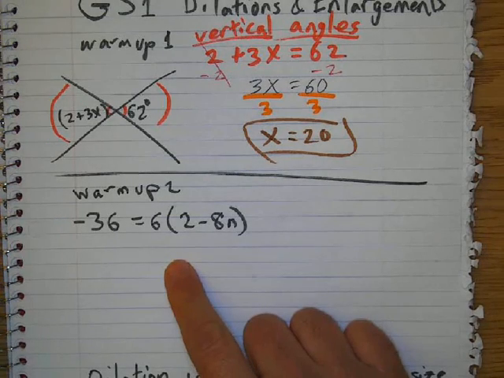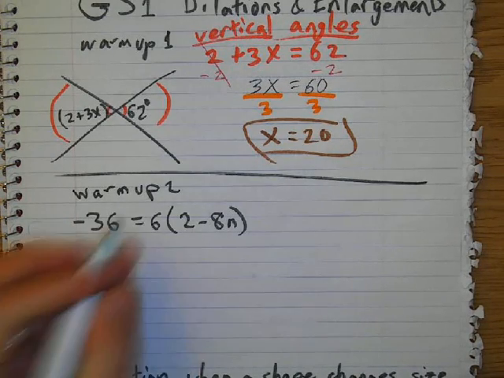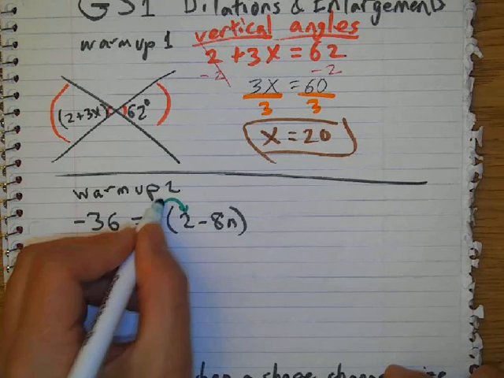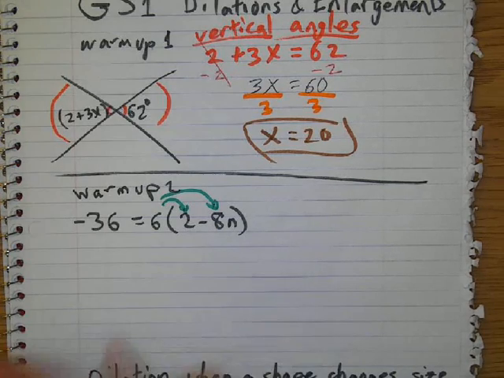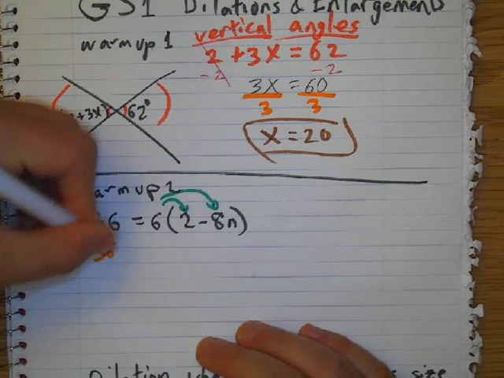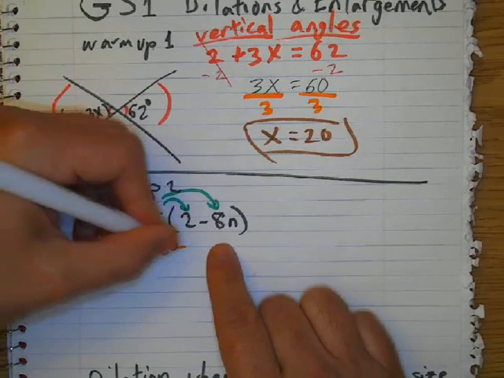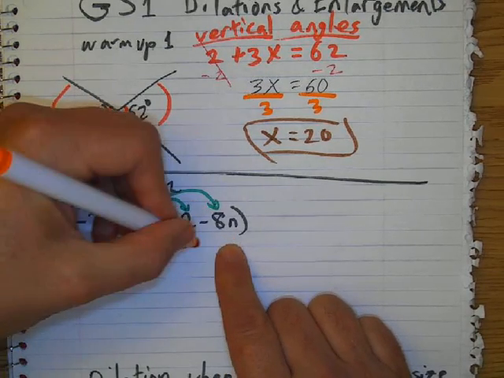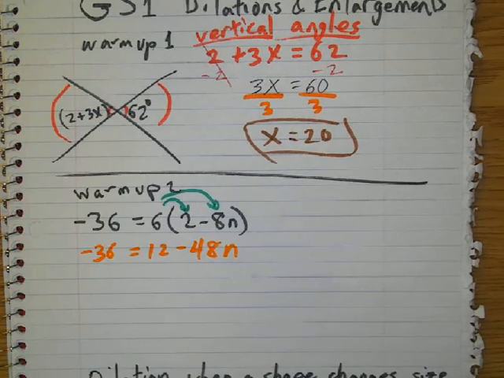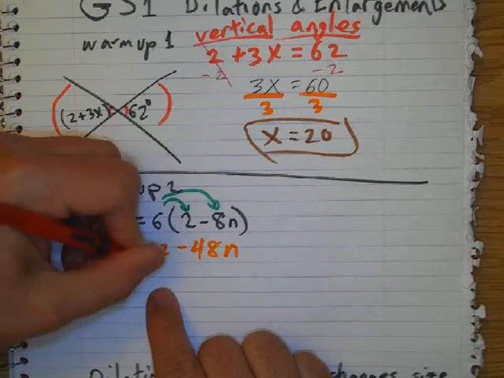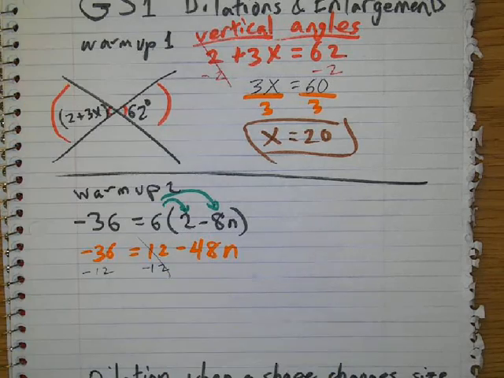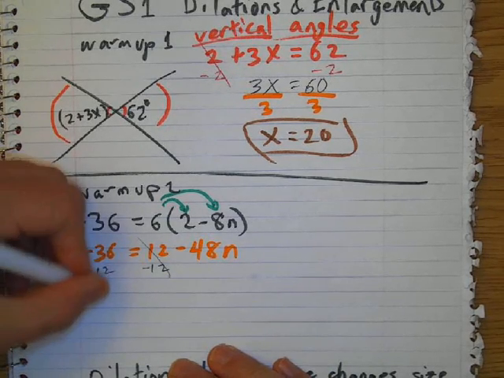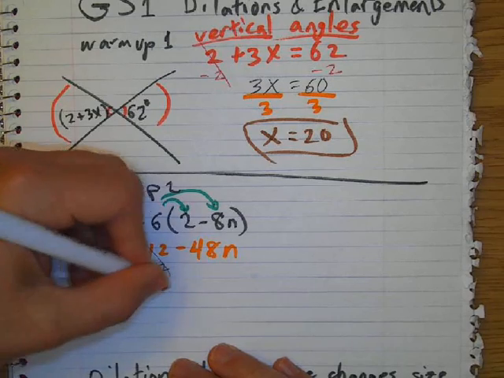You're going to have a lot of problems like this in the similarity assignment. So we have to do distributive property with the 6, and then we get negative 36 equals 12 minus, and then 6 times 8 is 48. And then the next step is we can subtract 12 on both sides, and then that makes that go away. And then I get negative 48 equals negative 48n.